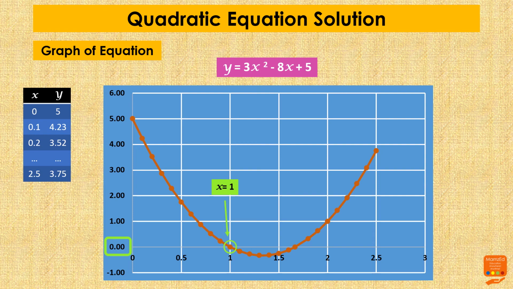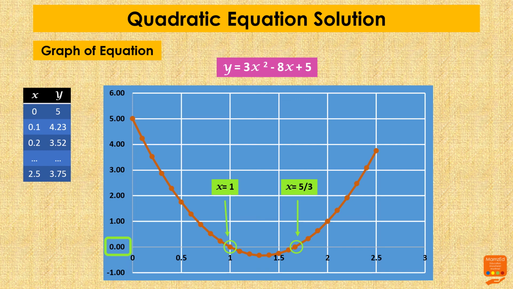And is there another value of x at which y is equal to 0? Yes, there is. At x is equal to 5 by 3, the value of y is again equal to 0. So by plotting a graph of this equation and calculating the value of y, we can see that the solutions we have found actually make the left hand side of the equation 0. So I hope this has been helpful to visualize the solution of our quadratic equation.